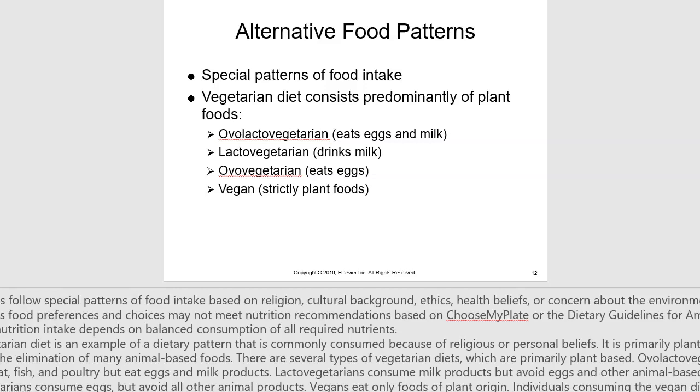Ovo-vegetarian, those are people who eat plant-based, but they also eat eggs or egg products. Lacto-vegetarians are plant-based, but they have added milk or dairy products in with their diet. And to combine those, ovo-lacto-vegetarians eat eggs and milk.